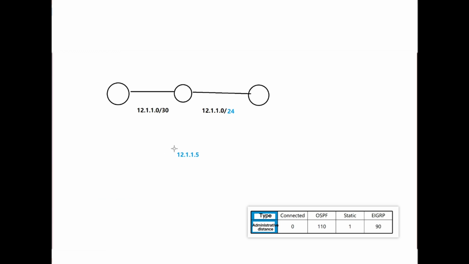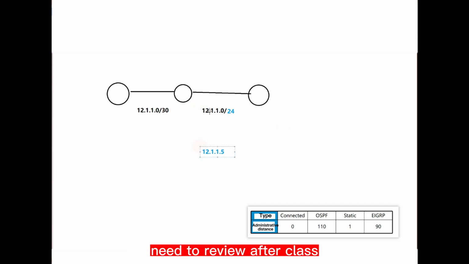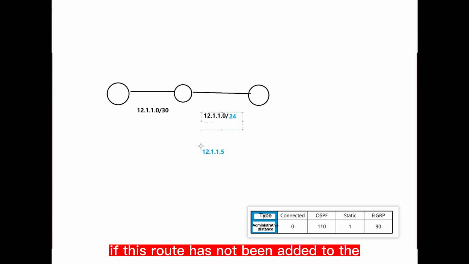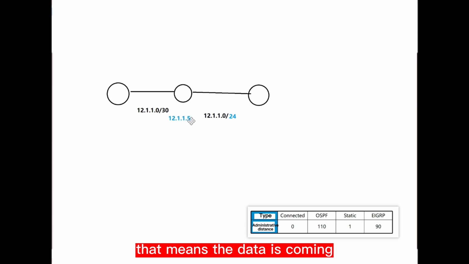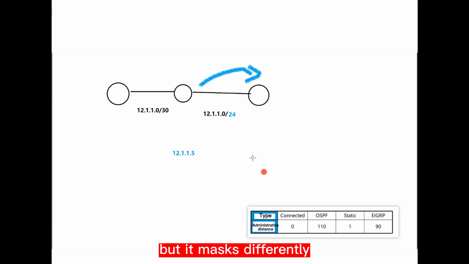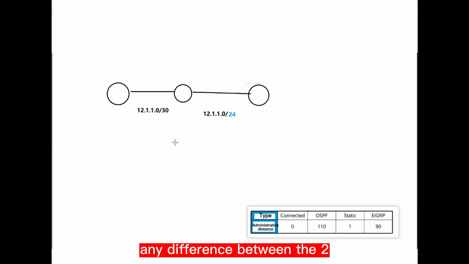If you don't understand what I'm saying, that means when I talked about subnetting before, you may not have a good grasp. Need to review after class. In fact, it is covered in the following network segment. If this route has not been added to the routing table just now, that means the data coming is just discarded. Obviously the data can arrive, but it is not forwarded. This misses an address. So for the data, although the part before it is the same, its mask is different, which means it is a different network. Please pay attention. The same network must have the same network number and the same mask, the same destination network. So as long as there is any difference between the two, then it is not the same network. It is a different network segment.